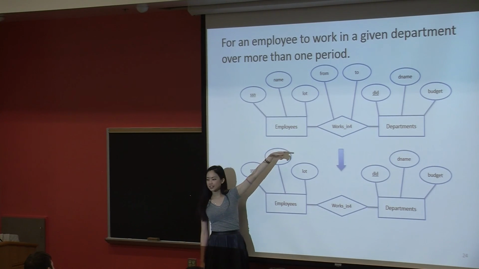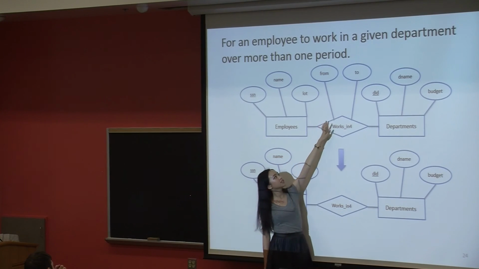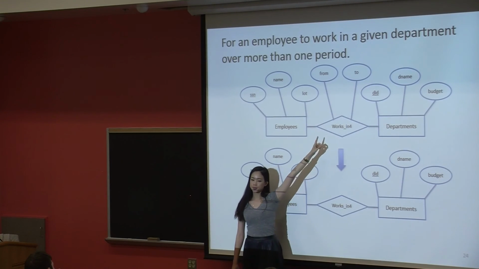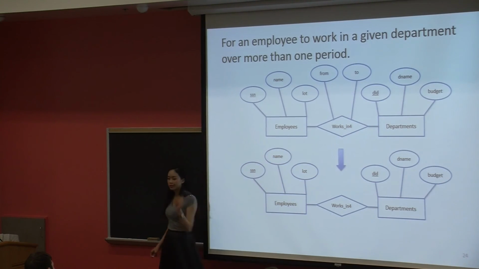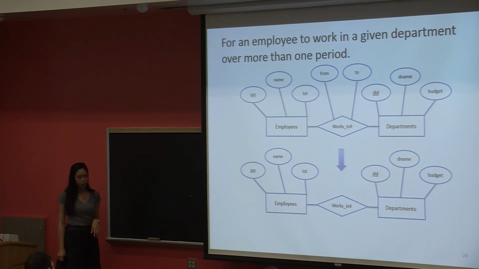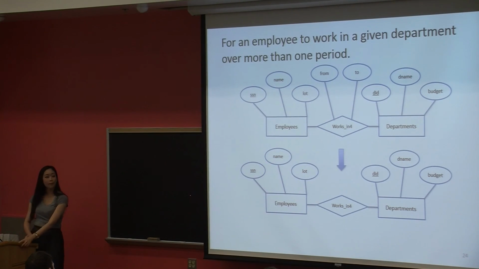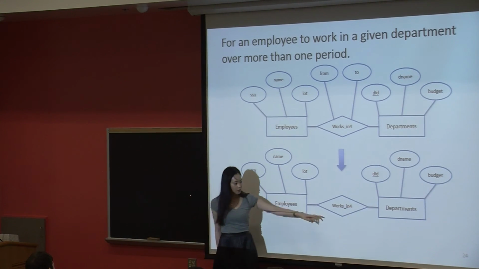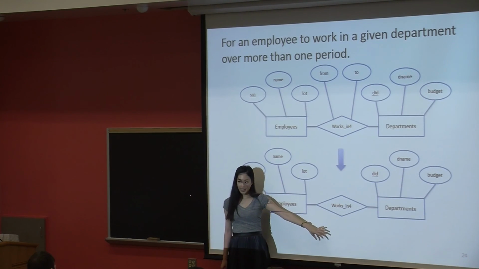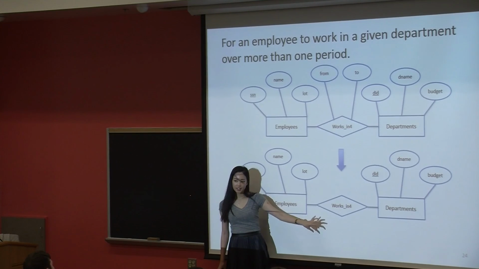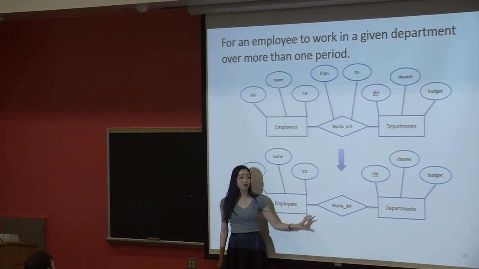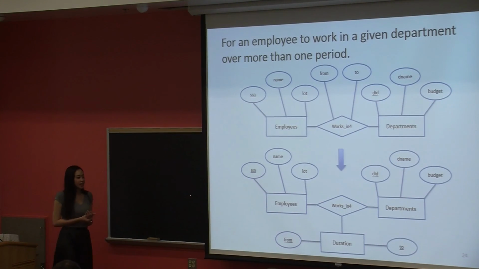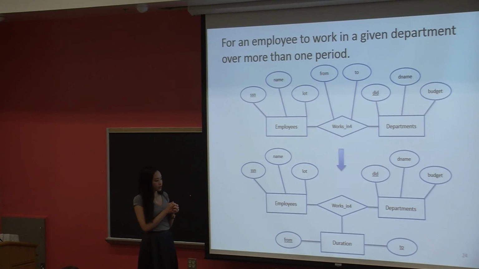So how should we fix that? Because if you only have this, then you can store only one from and one to for one working relationship, right? So how can we change that so we can store multiple pairs of from and to? Make an entity where? You put the works-in with an entity, and then you put the from and to. Exactly. So you can just add, let's say, a duration, right? And then you put a from and to.